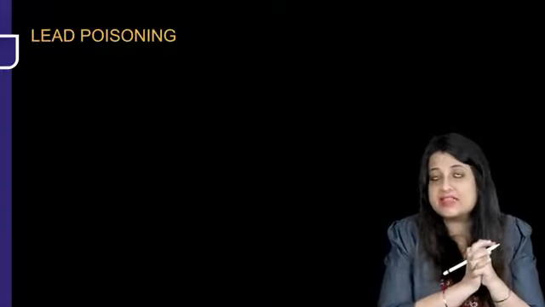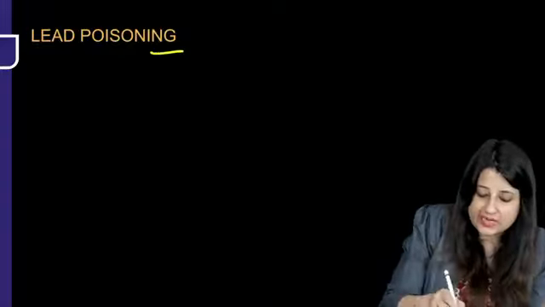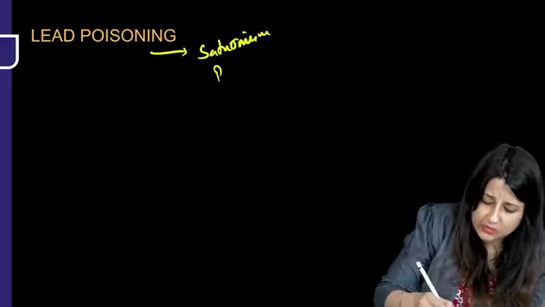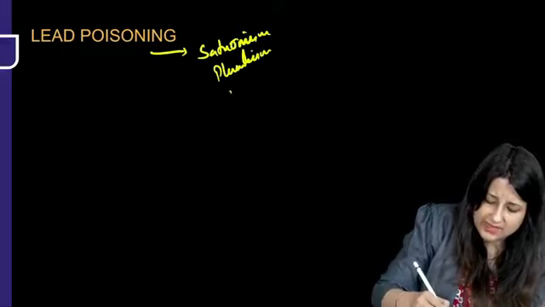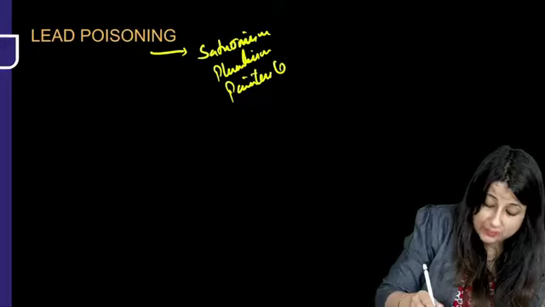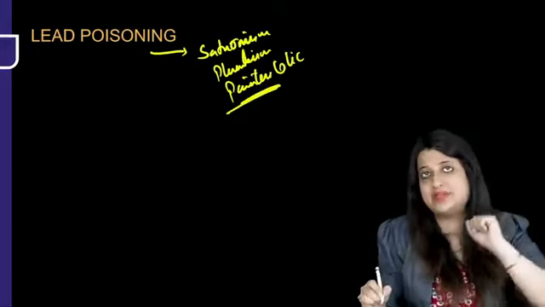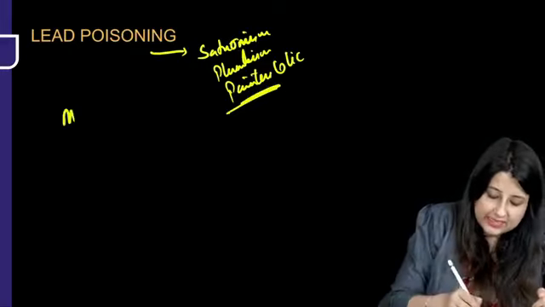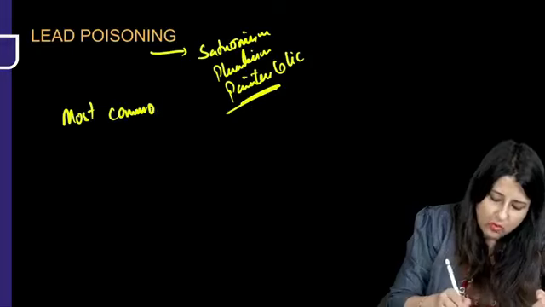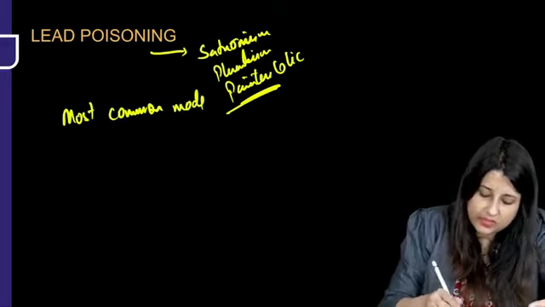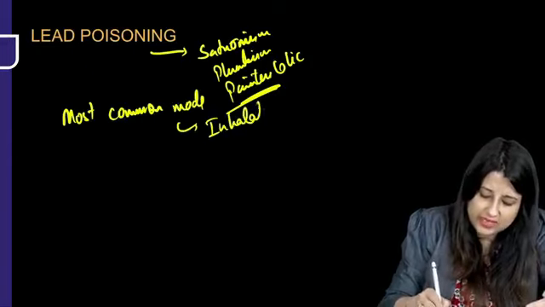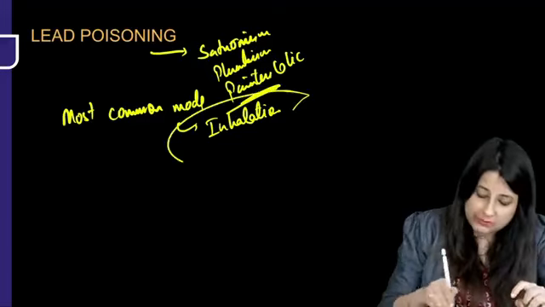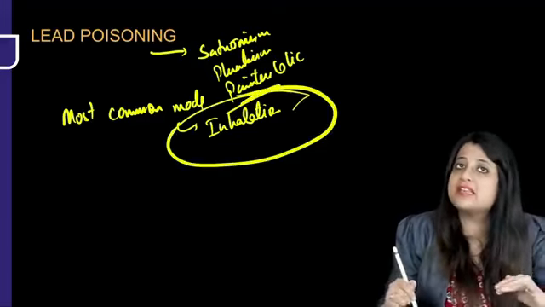Now, another important thing you need to know is lead poisoning. Lead poisoning is known by different names: Saturnism, plumbism, painter's colic. Why painter's colic? Because lead poisoning is most commonly seen among painters. Now, what is the most common mode of lead poisoning? Please remember, it is inhalation. It can occur via ingestion also, and via skin contact also, but the most common mode of lead poisoning is inhalation.